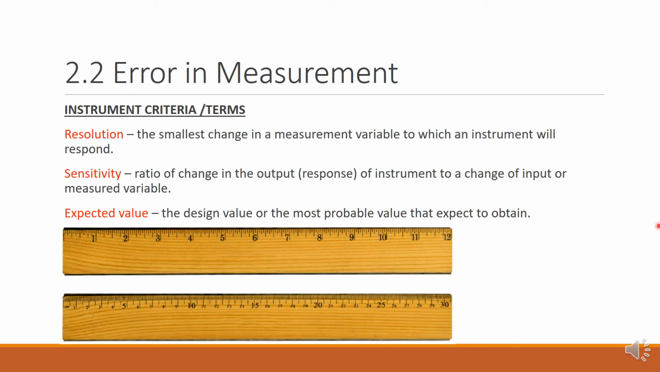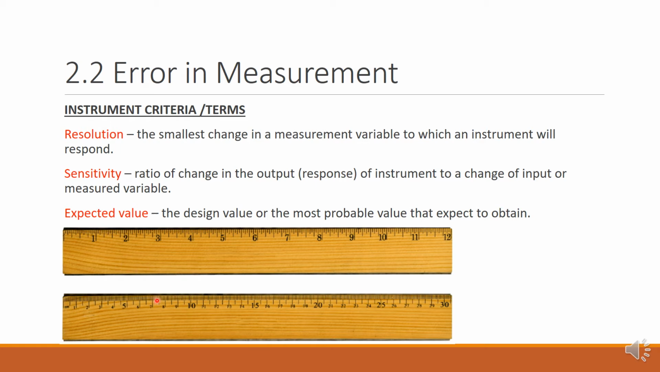Another criterion for an instrument is resolution. When an instrument is showing a particular output reading, there is a lower limit on the magnitude of the change in the output measurement quantity that produces an observable change in the instrument output. The resolution of an instrument influences how finely its output scale is divided into subdivisions.